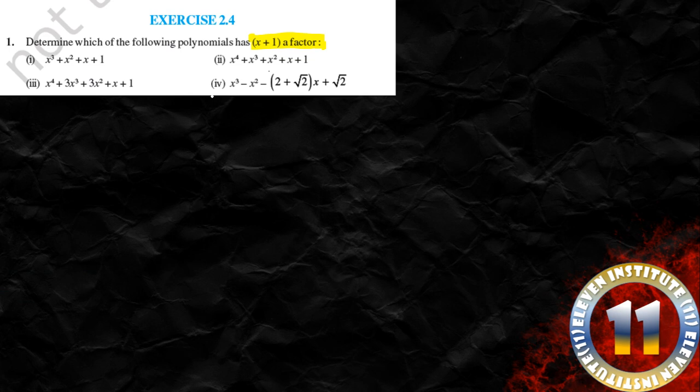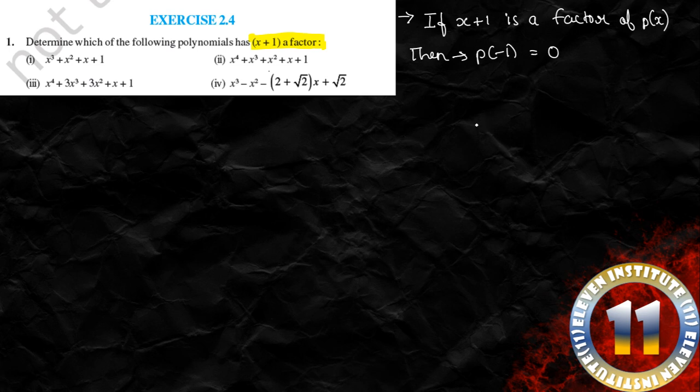We have to check which of these has x plus 1 as a factor. So we will just write over here, if x plus 1 is a factor of p(x), x plus 1 is a factor of p(x), then what can we write? P of minus 1 is equal to 0. Sorry for the interruption, but we can write P of minus 1 is equal to 0. What happened to plus 1? Minus 1, right?